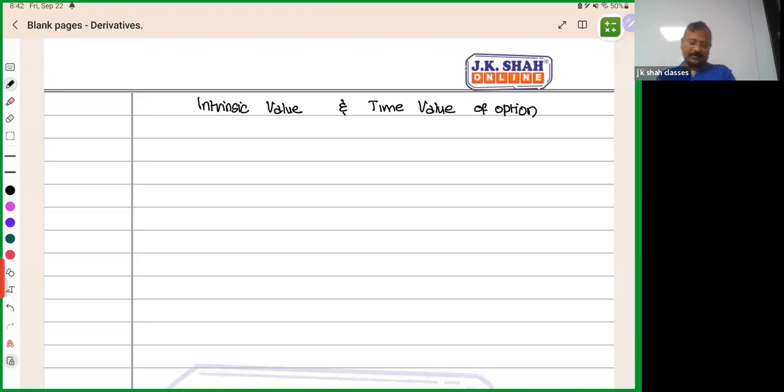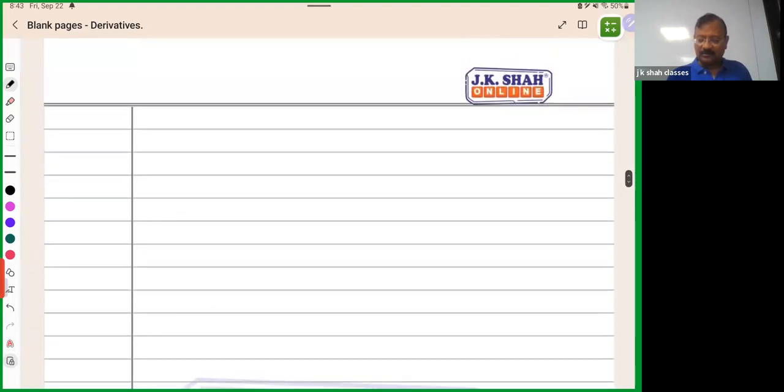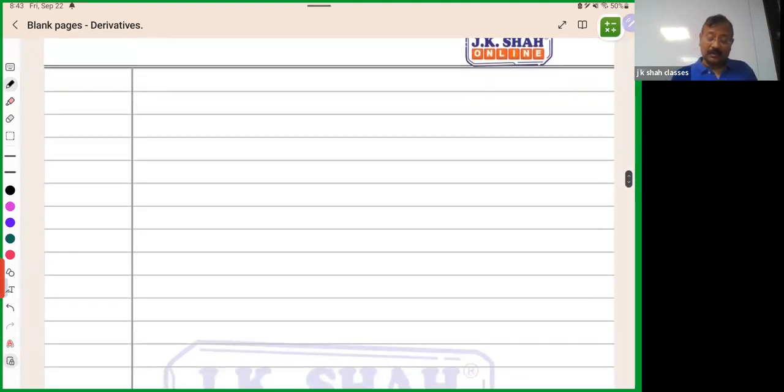Now let's take an example. Let's say there is a company whose current market price of the stock is, let's say, rupees 100. And you are holding, you don't need to write this. Don't write this. You are holding 1 lakh shares.